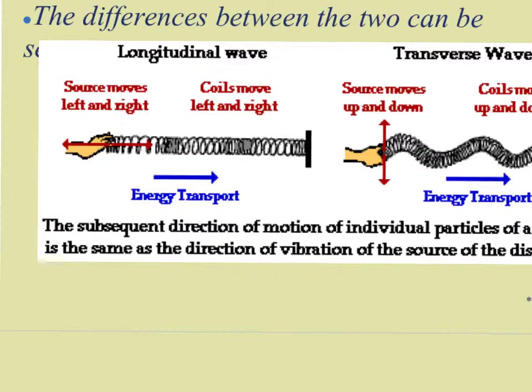This shows a visual representation of the differences between longitudinal and transverse. If you look at your longitudinal wave, if I move left and right, the coil will move left and right. Energy is in the same direction. Transverse wave, again, up and down. The slinky will go left and right. Perpendicular, 90 degrees.